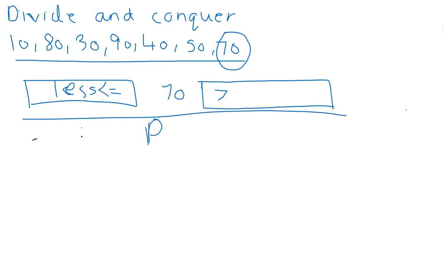So we are going to partition the array such that all elements less than equal to 70 will be on the left side and greater than 70 will be on the right side. Okay, so once I do this partition, my partition function will return me the index of the pivot element. So now 70 is at the right position in the array.